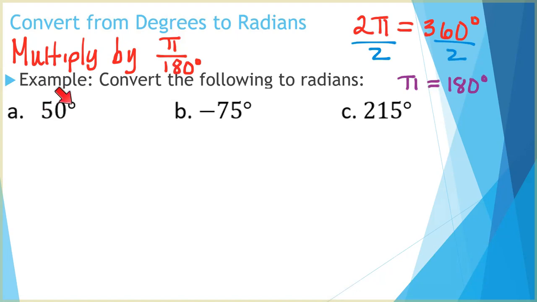So if I want to convert degrees to radians, I'm going to multiply by pi over 180 and then just reduce the fraction. So step number 1 is to multiply by pi over 180. And step number 2 is to reduce the fraction.